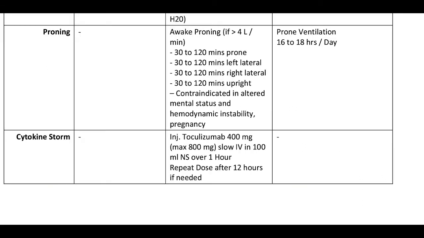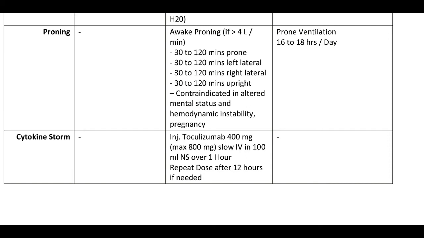And next is proning. You might have heard in most videos now that proning is required in COVID disease. In mild disease, you can do proning, but as such, it is not advised. In moderate disease, proning is done, and the position is changed every 1 hour. That is, 1 hour in prone position, then 1 hour each in left lateral, right lateral, and upright position. The cycle has to be continued. In severe COVID disease, prone ventilation is done for 16 to 18 hours per day.